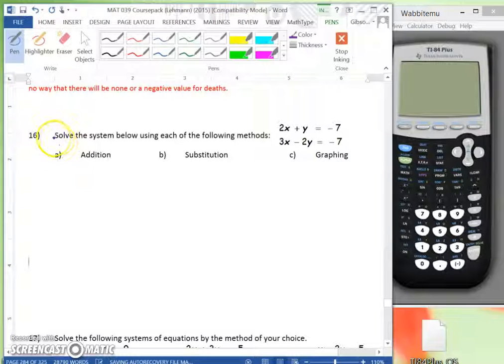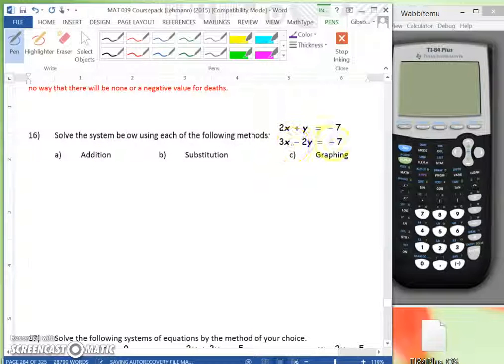Now, class, picking up where we left off, we'll be on problem 16. It says solve the system below using each of the following methods. As you see here, I gave myself some room, so you may need a separate sheet of paper in order to write out how to solve this. Now, we know the addition method and elimination method is the same thing.